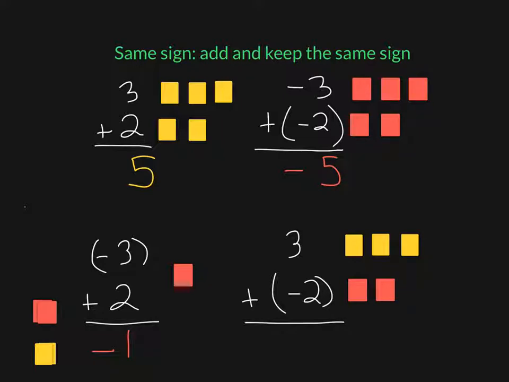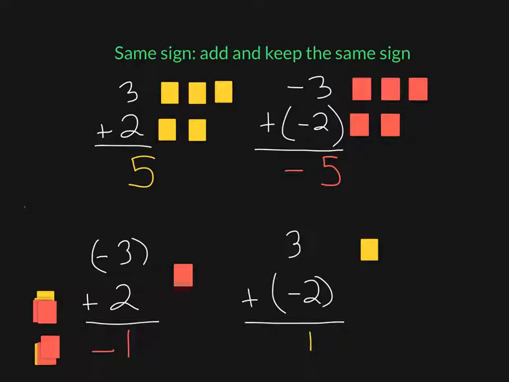On my other example, I have 3 plus -2. So 3 yellows, 3 positive, and 2 red for 2 negative. Again, as we learned before, opposites cancel, so we can take those away. And all I have left is this single positive. So my answer this time is +1.